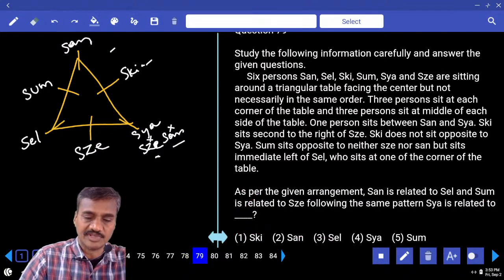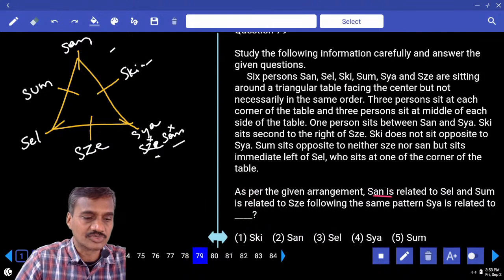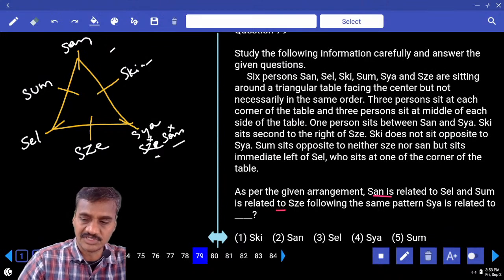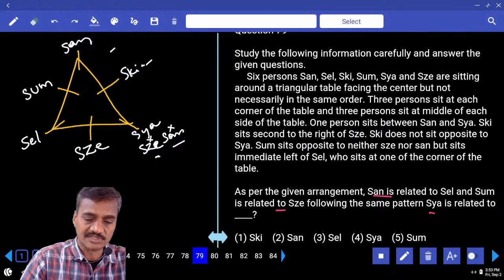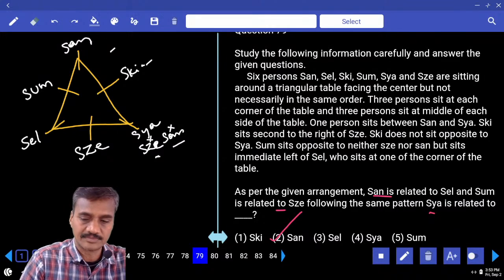And as per the given arrangement, SAN is related to Cell: SAN is second to the left of Cell. And Sum is second to the left of SZE. SYA is seated second to the left of SAN. SAN, that is choice 2, question number 79.